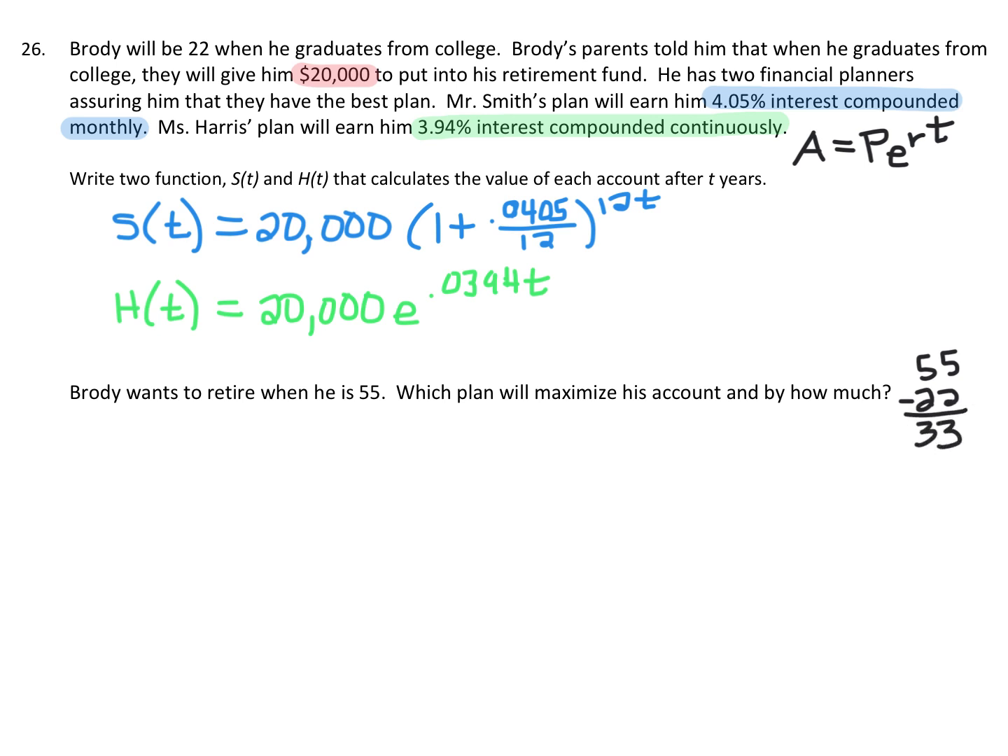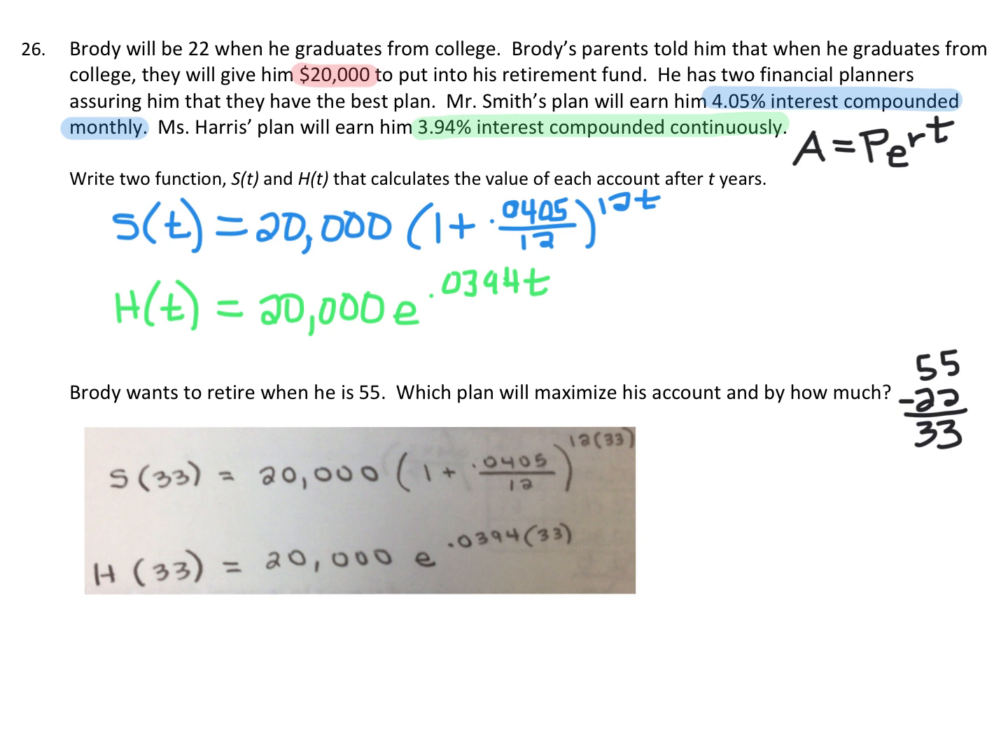So what we want to do is find the value of the account after 33 years for both of these and figure out which one is bigger, which one will accumulate him more money and by how much. So what I did was I replaced this t with a 33 as well as this t with a 33. And I'm going to plug that in my calculator and see what I get.